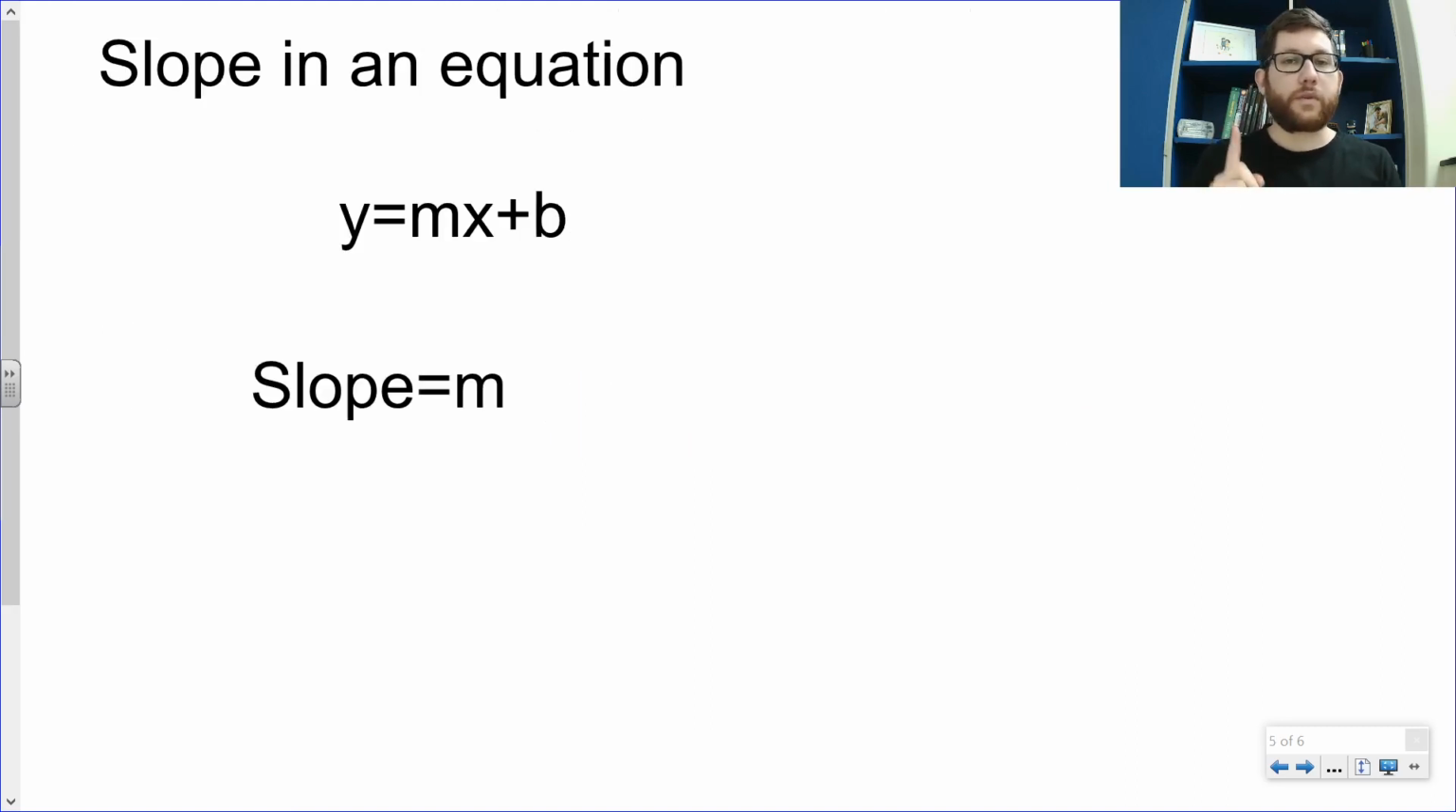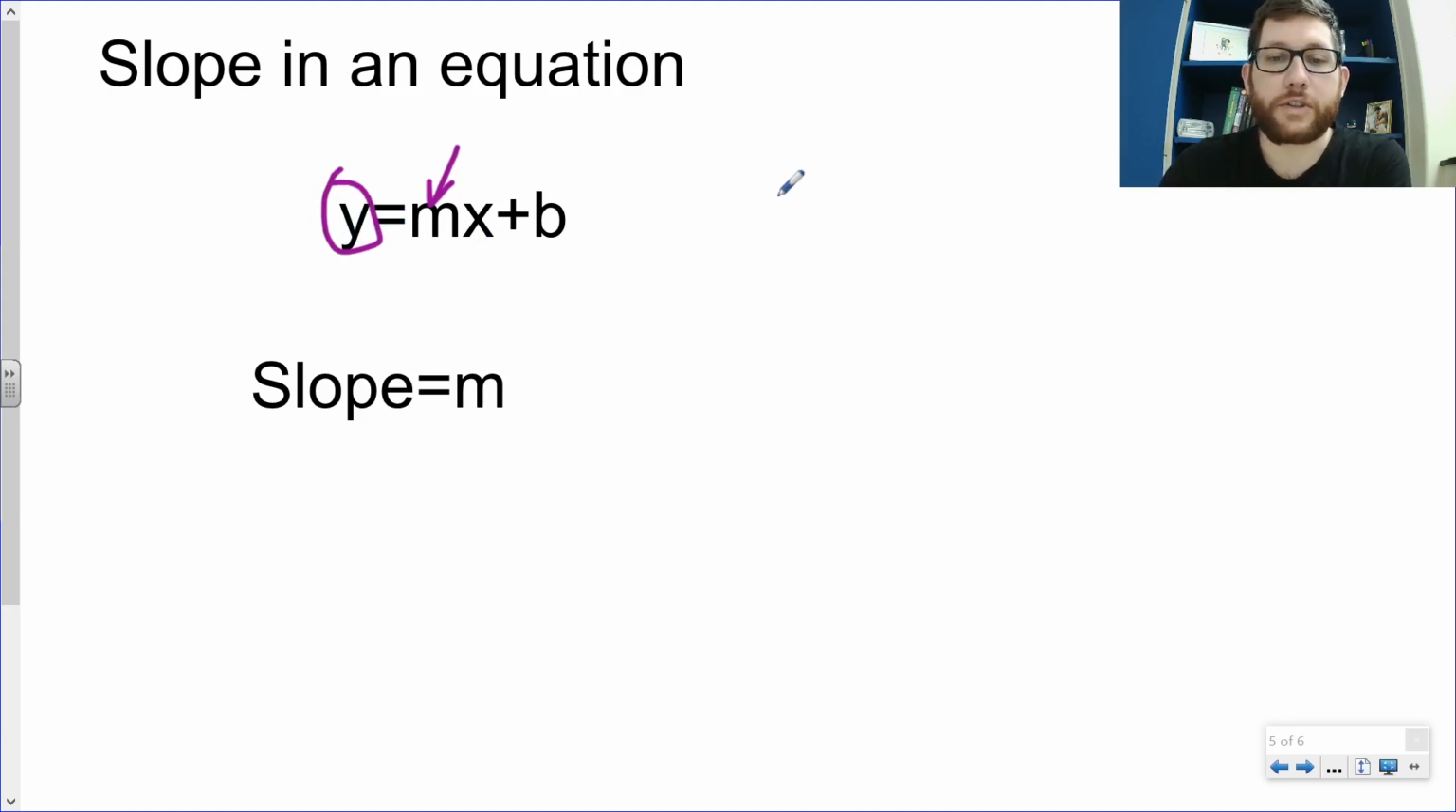One last thing we need to remember is if I'm looking for slope, say they don't just tell me what the slope is. I'm looking for slope in y = mx + b. Take a look. This m is really important. As long as my equation is set up with y by itself on one side, the m is always what my slope is.